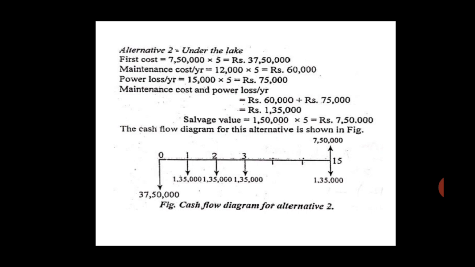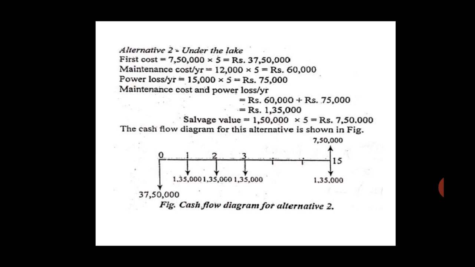Here the first cost is 7,50,000 rupees per kilometer, but this is only 5 kilometers. So 7,50,000 into 5 is 37,50,000 rupees, the initial principal investment. Then the maintenance cost per year is 12,000 rupees per kilometer, so we multiply it by 5, it is 60,000 rupees per year. Power loss is 15,000 rupees per kilometer into 5 kilometers, that is 75,000 rupees per year. So the maintenance cost and power loss per year is 60,000 plus 75,000, that is 1,35,000 rupees. And the salvage value, the scrap value after the 15 years period, is 1,50,000 rupees into 5, that is 7,50,000 rupees.